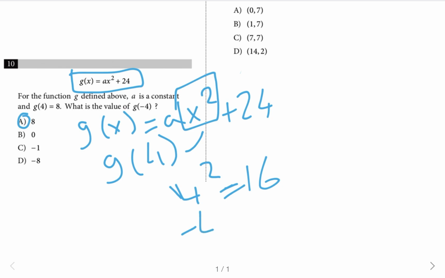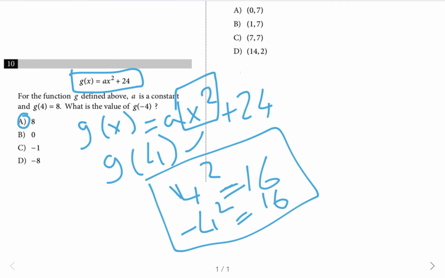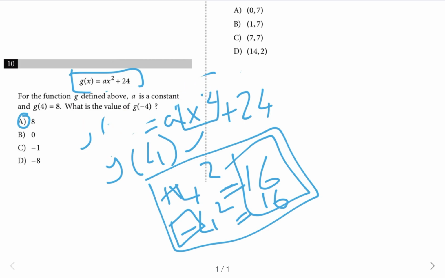But negative 4 squared is also equal to 16. So what I'm trying to say is that it doesn't matter if you put a negative or a positive. Either way, you're going to end up with the same value right here, meaning that you're going to end up with the same value for g of x, which is why the answer is 8.